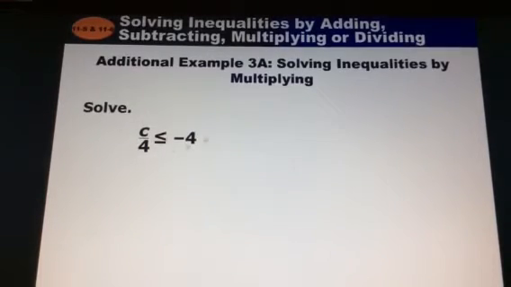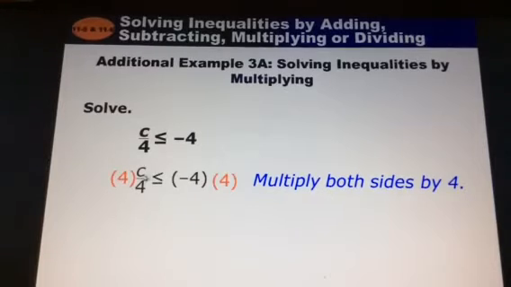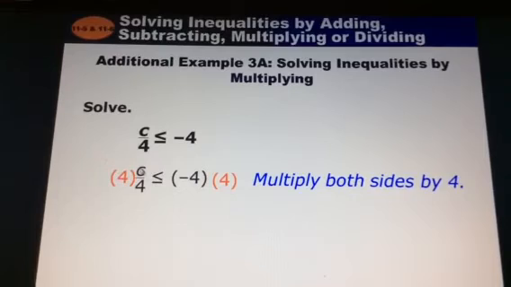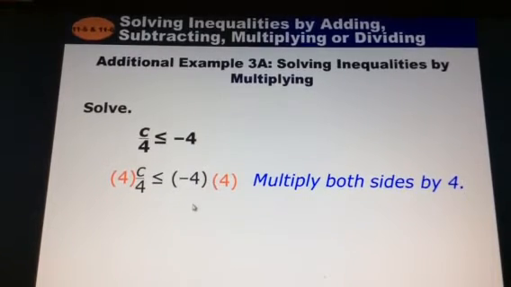Okay, so if I go to solve, I've got c divided by 4. I want to get c alone, so I have to do the opposite and multiply both sides by 4. So when I multiply both sides by 4, the 4 over 1, the 4's cancel or they divide out. So by the multiplicative identity property, 1 times c is c alone. Over here, 4 times negative 4 is negative 16.